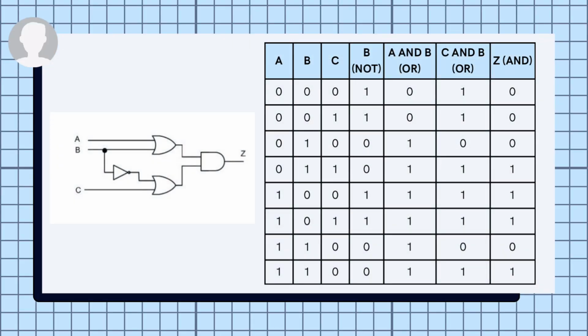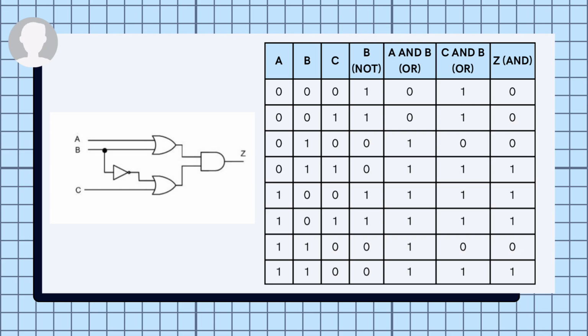In exercise 2, we are analyzing a combinational logic circuit made out of logic gates: OR, NOT and AND. The goal is to understand how the output responds to different combinations of 3 inputs, A, B, and C. First, inputs A and B go into an OR gate producing A plus B. Simultaneously, input B passes through a NOT gate to produce NOT B. Then C and NOT B go into another OR gate producing C plus NOT B. Finally, both OR gate outputs are combined using an AND gate, which gives Z.